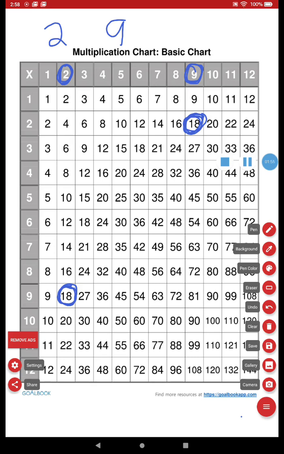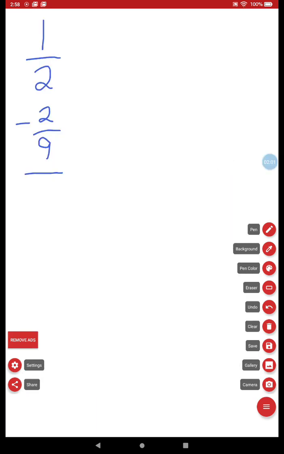So let's rewrite the subtraction equation that has a common denominator of 18. All right, so if I'm going to have denominators of 18, let's start with the bottom one. How do you change a 9 into an 18? Very good. 9 times 2 is 18. Whatever I do to the bottom, I've got to do to the top. 2 times 2. 2 times 2 is 4.